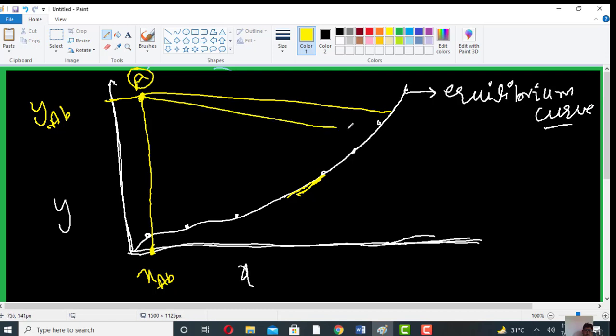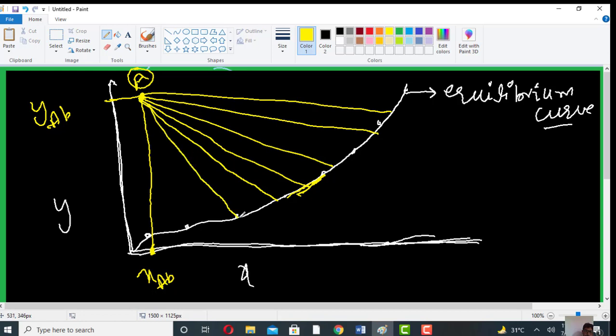We can connect the point A with the equilibrium curve in different ways, like this, or like this. Then how will we connect point A with the equilibrium curve? It will depend on the slope of this line. And how can we obtain the slope of these lines? So in step number 3 we will obtain the slope of the line.